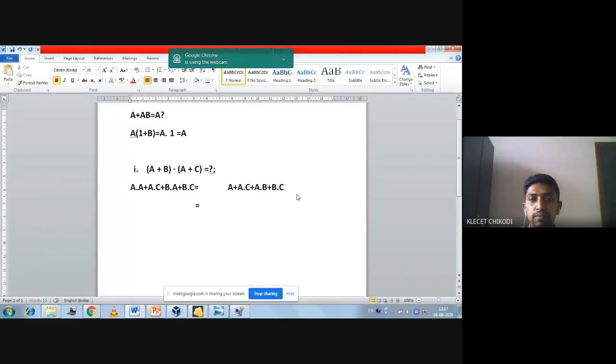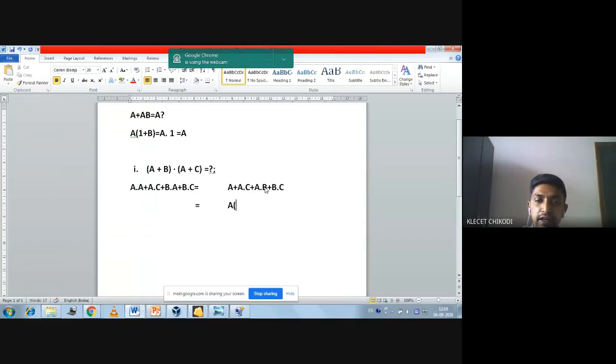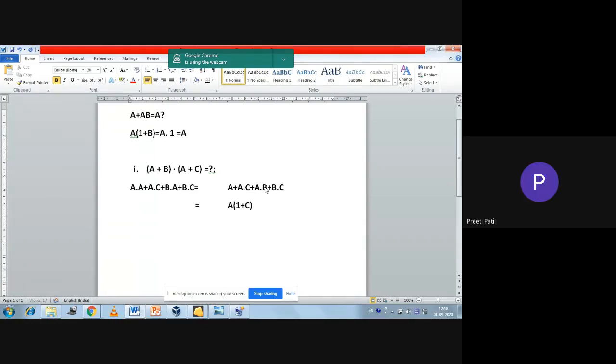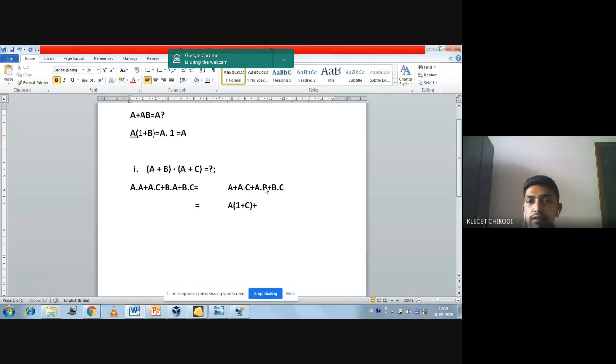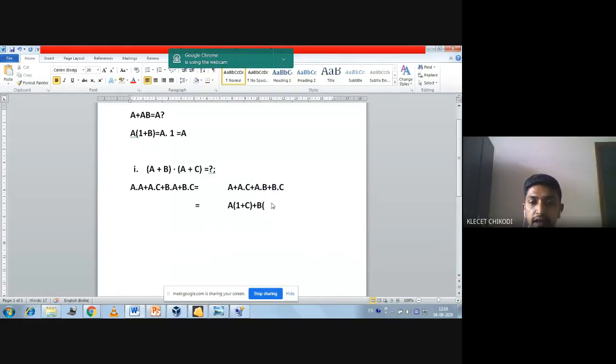Now what can we do here? A into (1 + C). Yes, we are taking A common here. Then A·B plus B·C. What is the common part? B. So you can take B common and it will be A + C. Or let it be as it is, A·B only, because we are solving this.